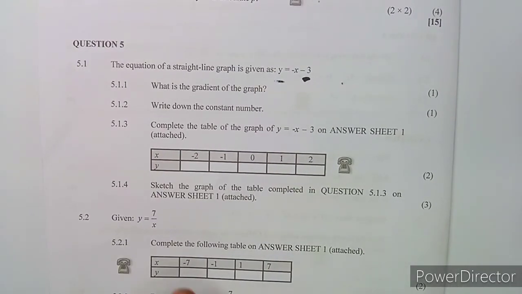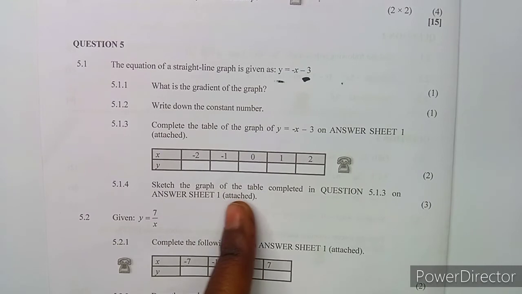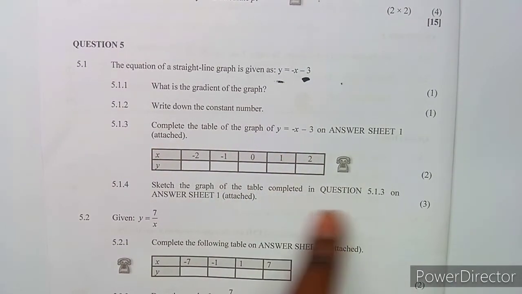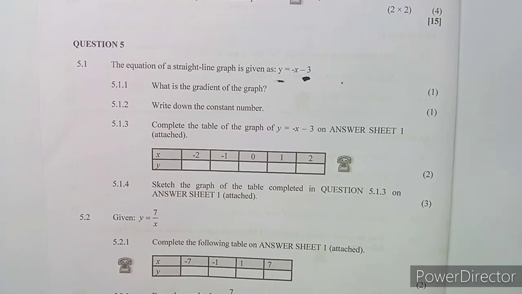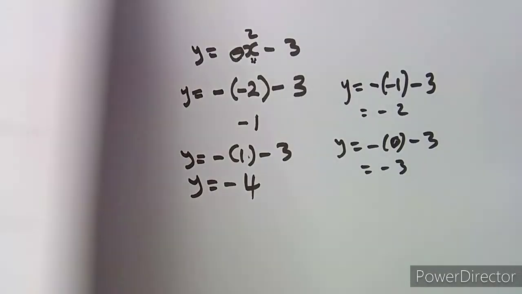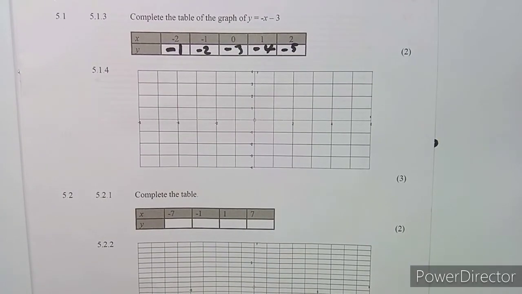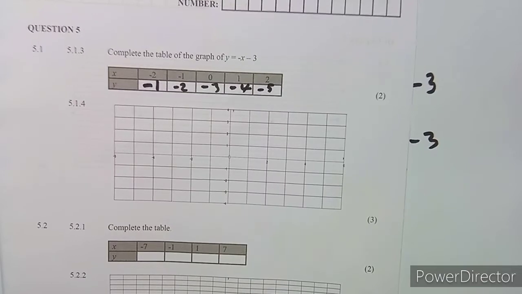So this part is: sketch the graph of the table completed in question 5.13, the straight line, on the answer sheet attached on question 3. That is 3 marks there. So we are going to draw the graph now. How am I going to draw the graph? This one is a straight line graph that we are given, so we are just going to mark the points that you are given.